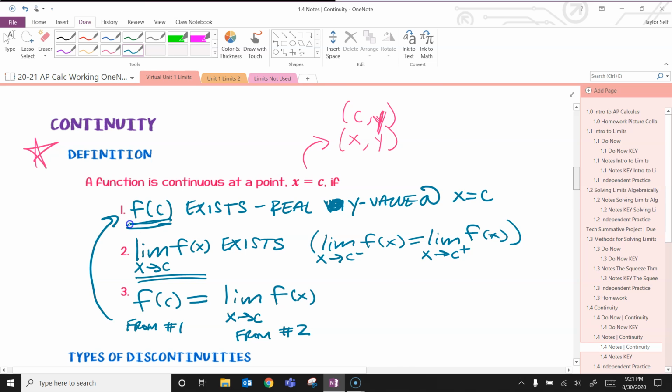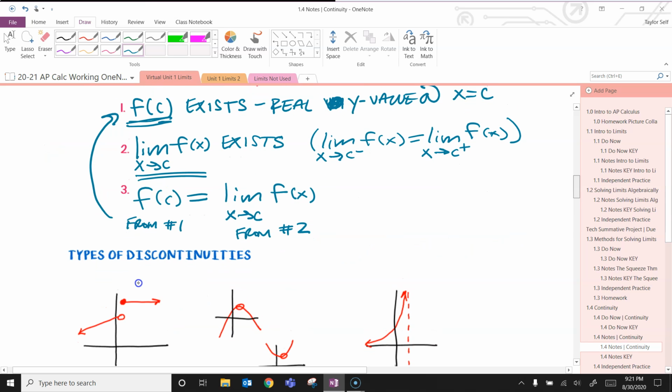Okay, so now let's actually learn about different types of discontinuities. So hopefully you got all of those rules down. These are extremely important for calculus. You will need to know all 3 of them, have them memorized, and be able to use them in a proof. And that's what we're going to do today.